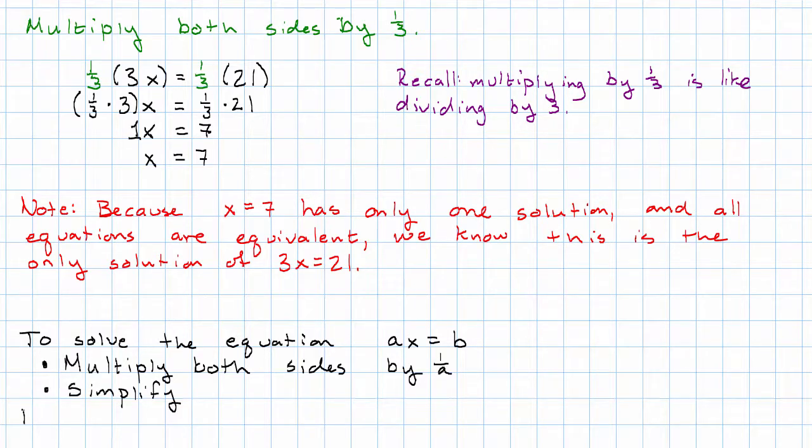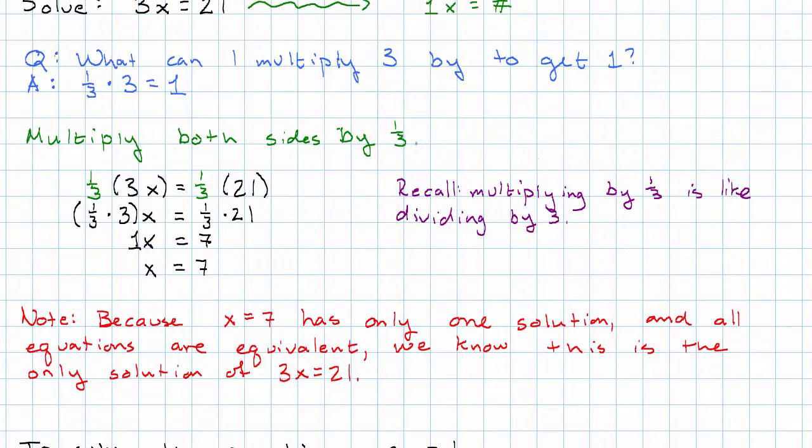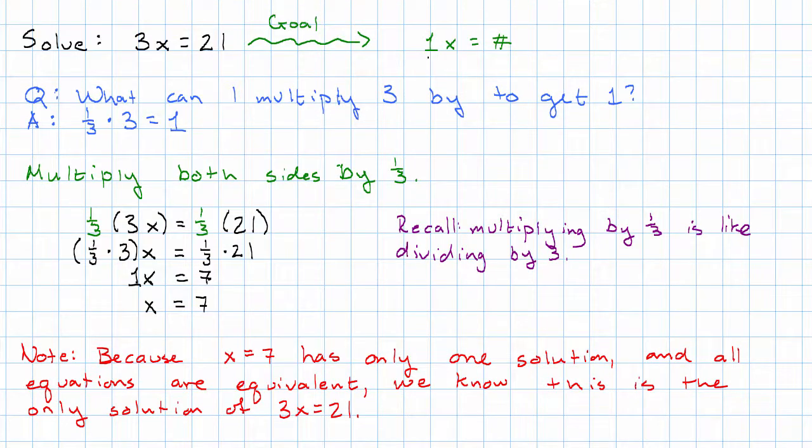But again, don't memorize this procedure. Instead, pay attention to the goal. Our goal was to get 1 times x equals a number, so we asked the question, what times 3 gives us 1? And we knew that that was going to be the reciprocal 1/3.